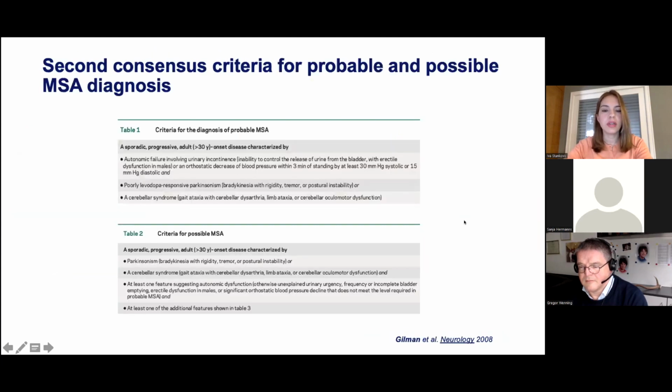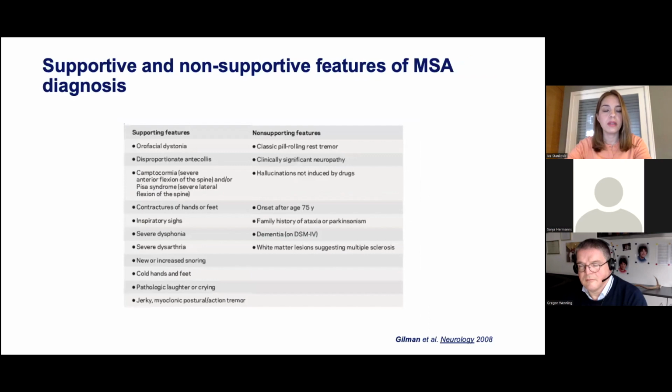The second consensus criteria consider 3 levels of diagnostic accuracy, including definite MSA. This diagnosis is made on autopsy, and 2 clinical categories of probable and possible MSA. These clinical categories are actually based on a combination of features suggestive of autonomic failure, Parkinsonism, and cerebellar syndrome in any combination. In the Gilman criteria, there is a list of supporting features.